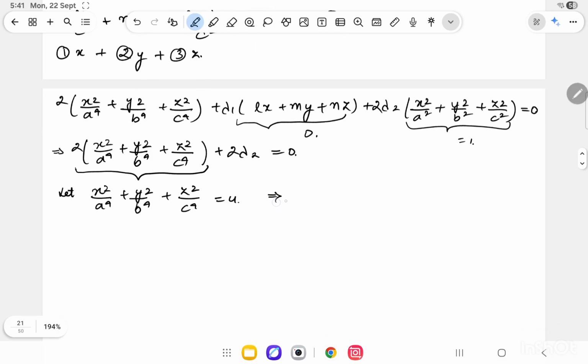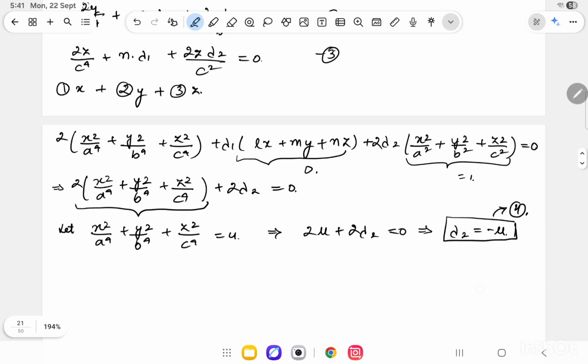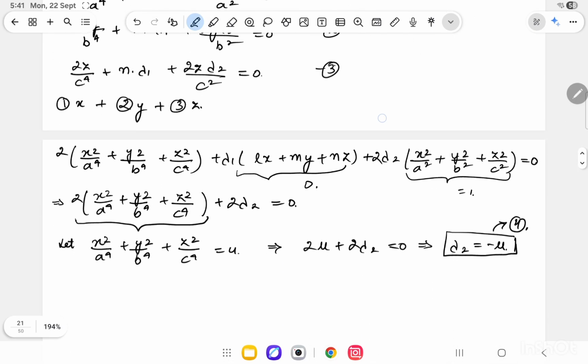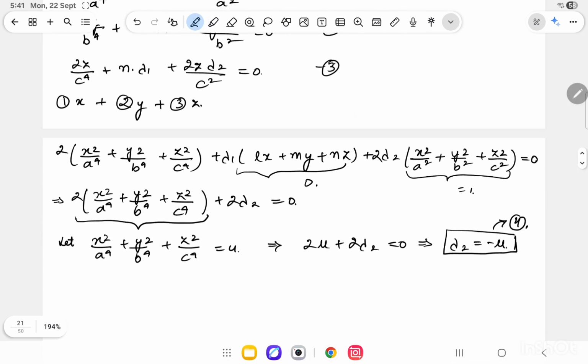So from here, if we replace it with u, we'll get 2u plus 2 lambda 2 equals 0. So from here I'll get my lambda 2 as minus u. Let's name this as equation 4. Now if I use this value of lambda 2 in any of the equations 1, 2 and 3, what I'll get is 2x, using it in 1.